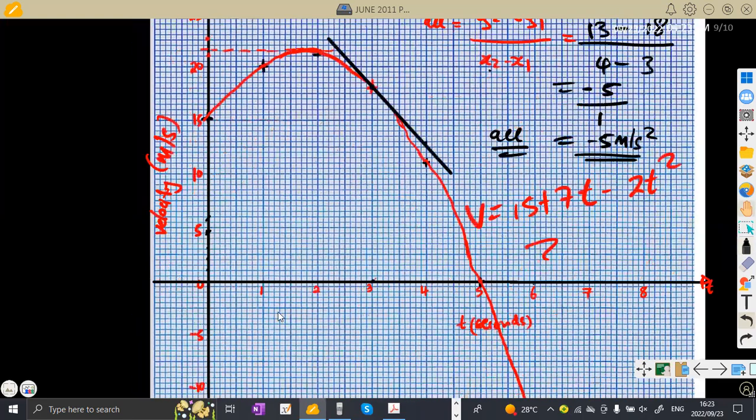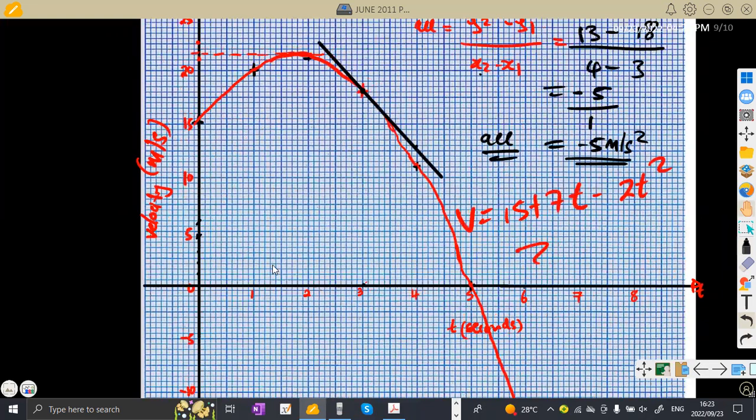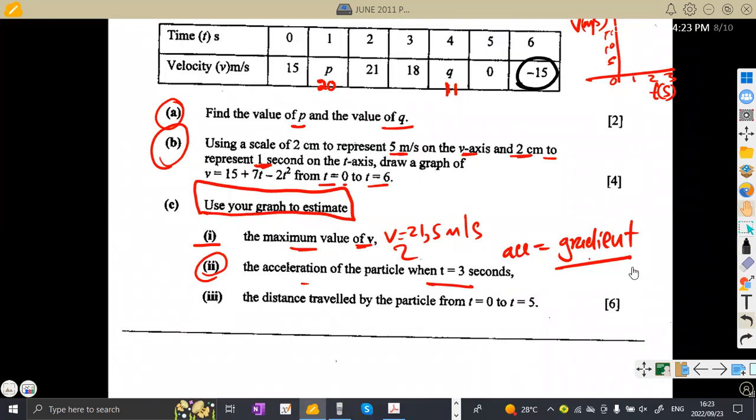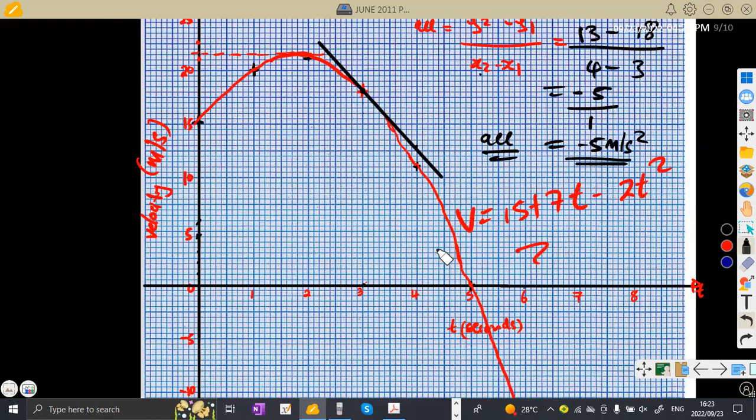Let us cross check our last question now, which is the distance. Item 3, that is the distance traveled by the particle from t is equal to 0 to t is equal to 5. So how do you find the distance which was traveled? This is what you simply do, guys. To find the distance, from t is equal to 0 to t is equal to 5, we're talking about the area under the graph. This is your graph here, under this graph up to 5.